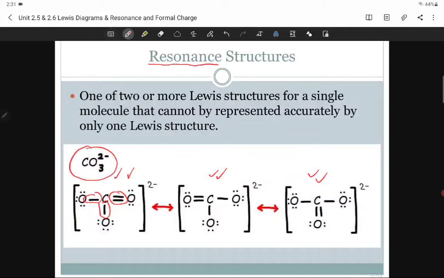So what does that really mean? It really means that this is not really a double bond. That means that this really is not a single bond, and that means this really is not a single bond. There's really 1, 2, 3, 4 lines there, and there's 3 connections.